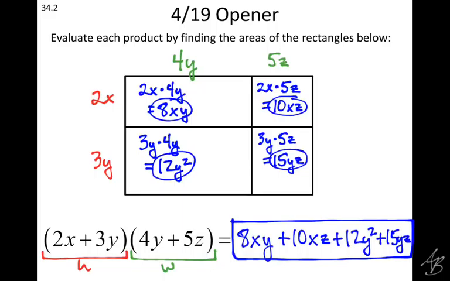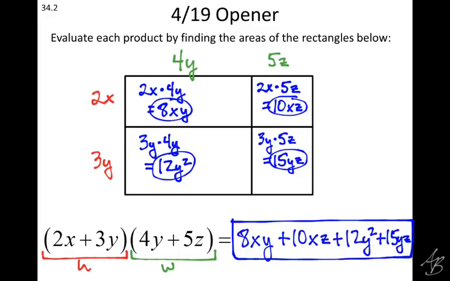All right, what I want you to do, though, with the opener here, while I have it up, is just look at what we have here. And notice that in the problem we have a parentheses times a parentheses. So we have something times something equals something else. So these two things that we multiply together here, those are the factors. We multiply one factor times another factor, and that equals the product.